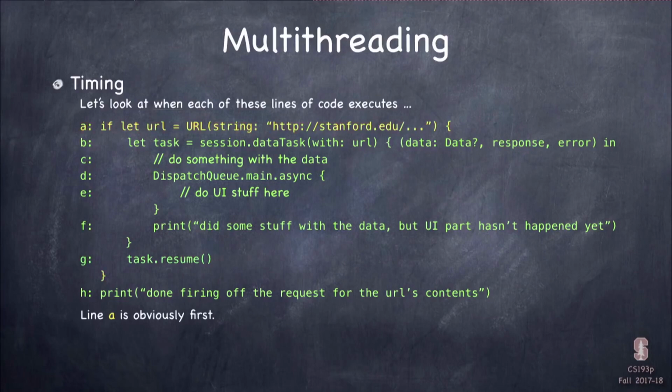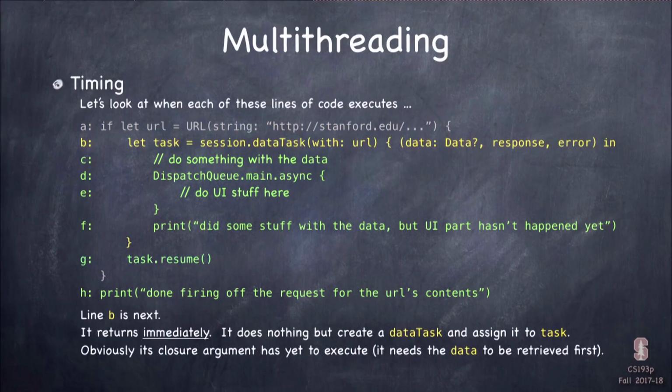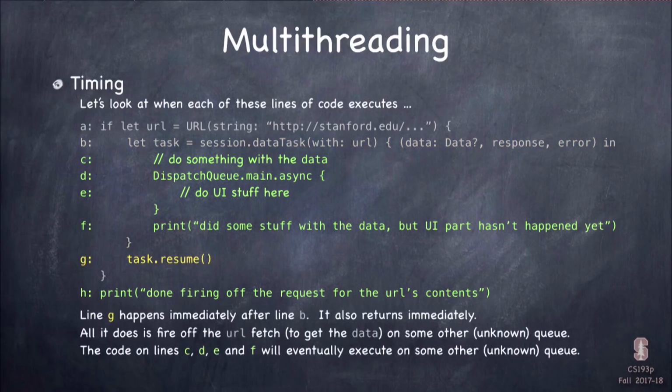First, line A executes, of course. We're starting to do this URL session request. Then line B, where we create this data task. This line B returns immediately. It immediately creates the data task, grabs that closure and holds on to it for a second, and starts the task paused. So that's the second line that executes. Then, because line B returned immediately, line G executes next, and you say resume. That starts that task fetching the URL over the network in the background, not in the main queue.